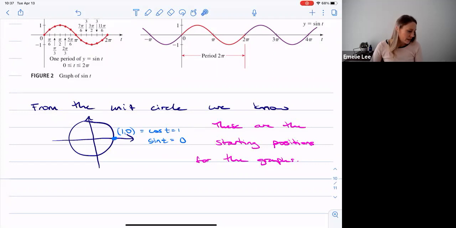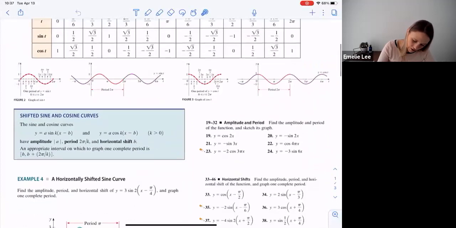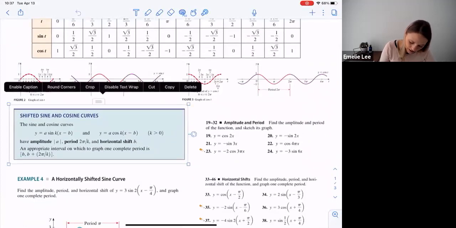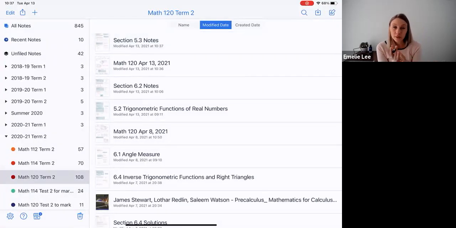So I just want to talk about some of the terminology around graphs, and then we'll do more examples next day, but I just want to introduce them because you will have to do this on the final exam where you have to find the period, the amplitude, and the horizontal shift.